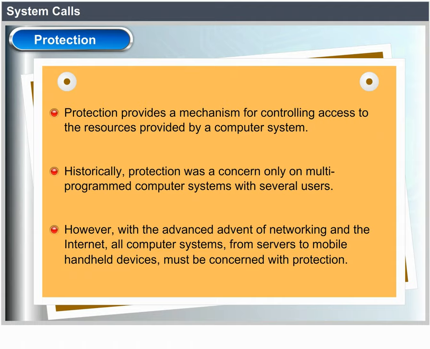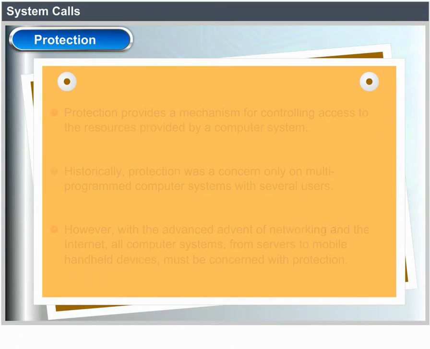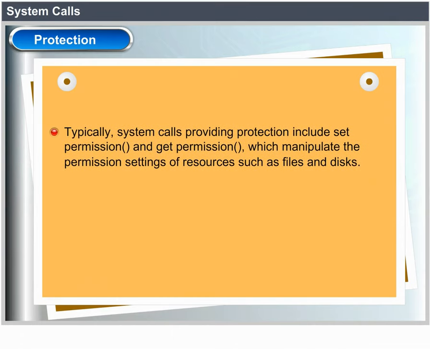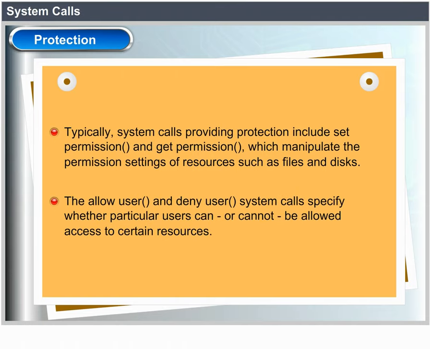Typically, system calls providing protection include set permission function and get permission function, which manipulate the permission settings of resources such as files and disks. The allow user function and deny user function system calls specify whether particular users can or cannot be allowed access to certain resources.